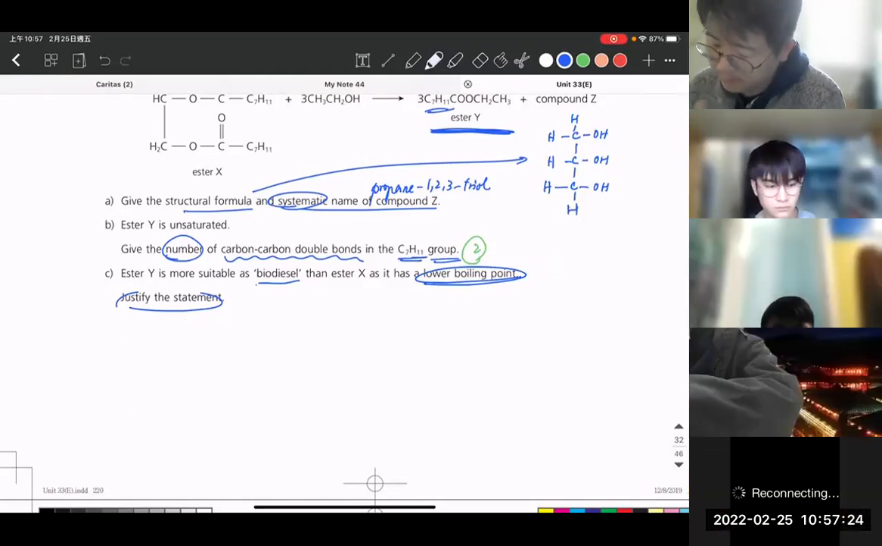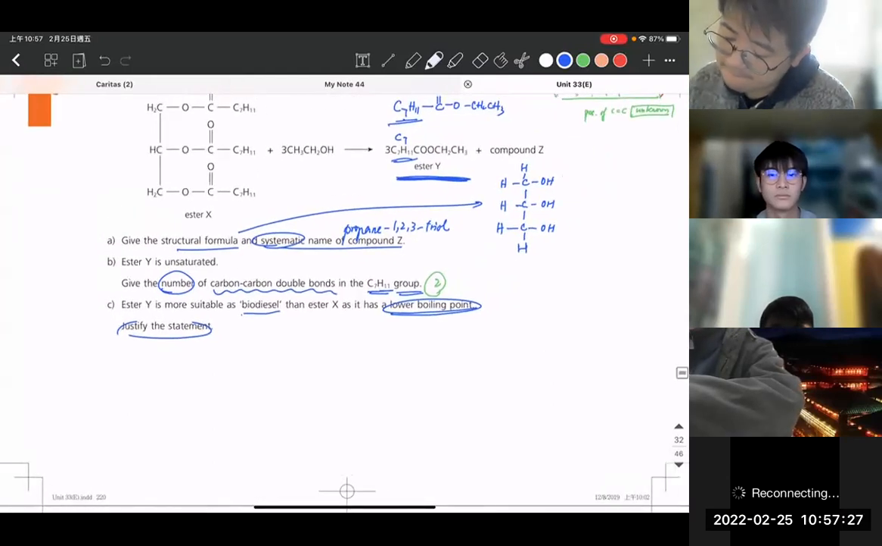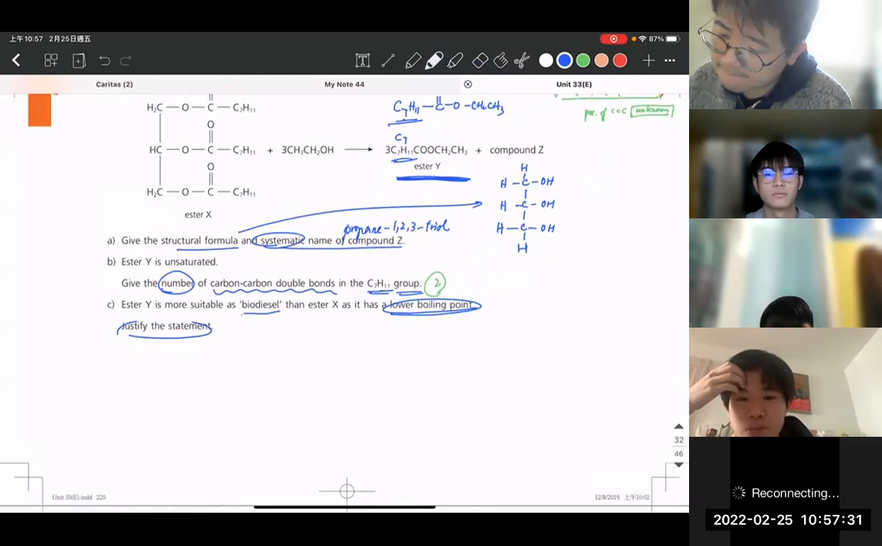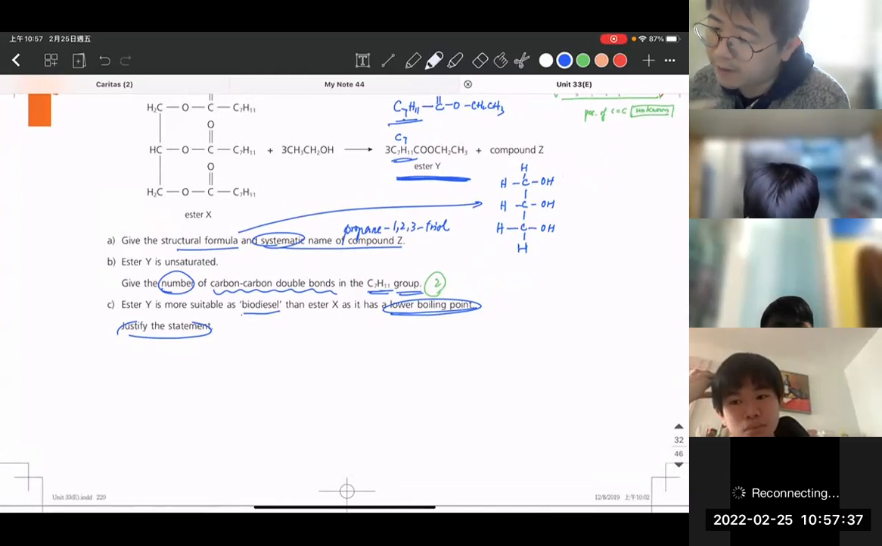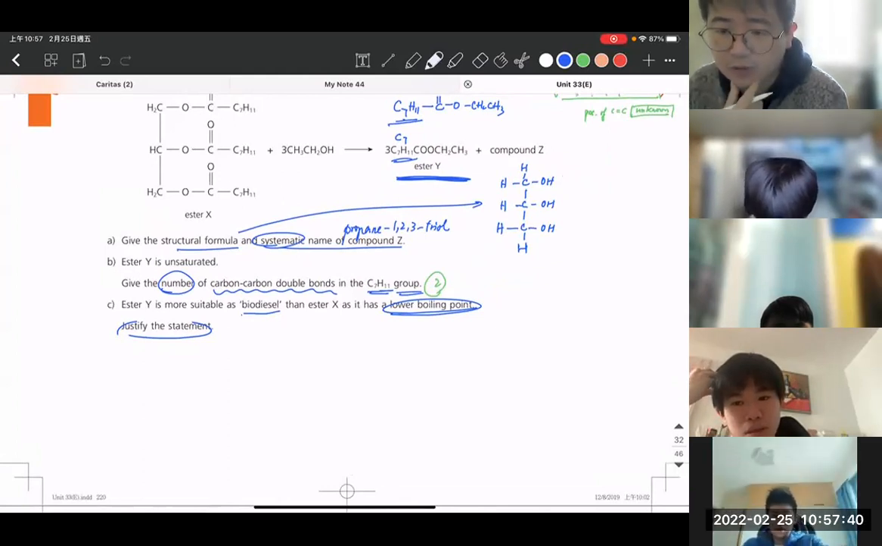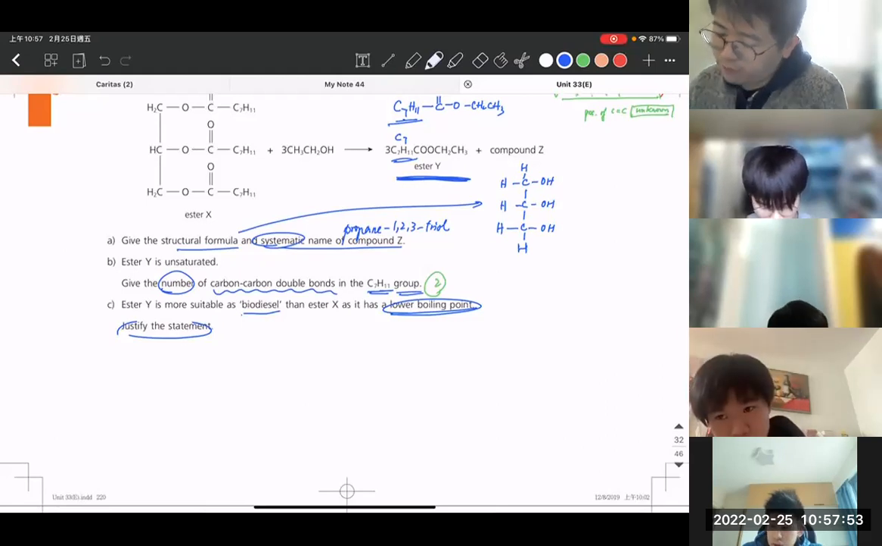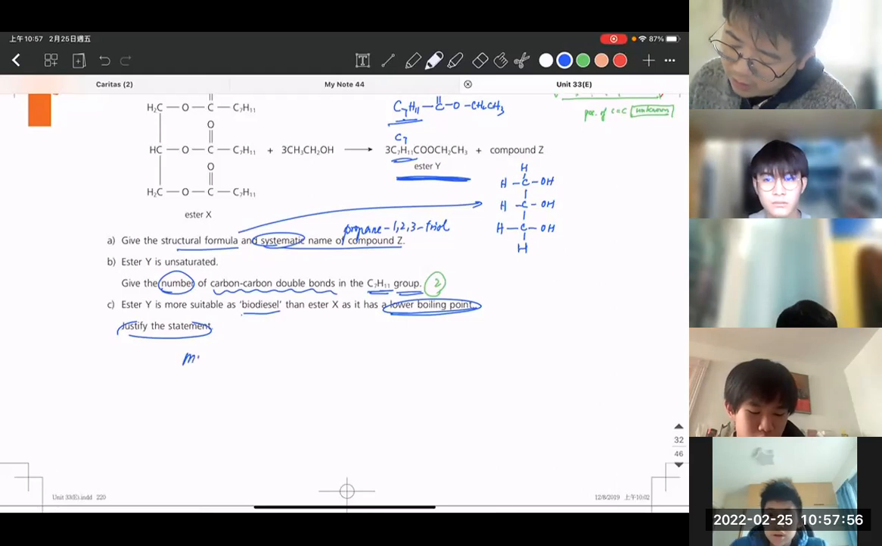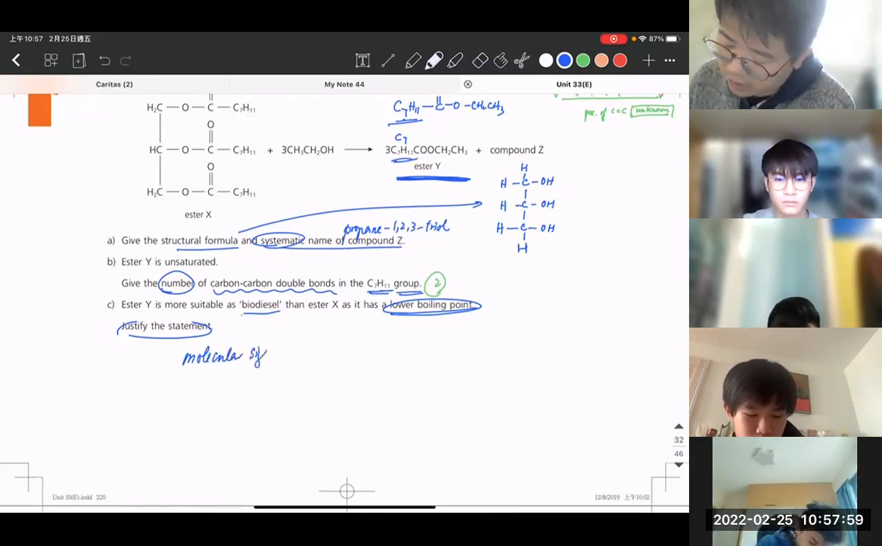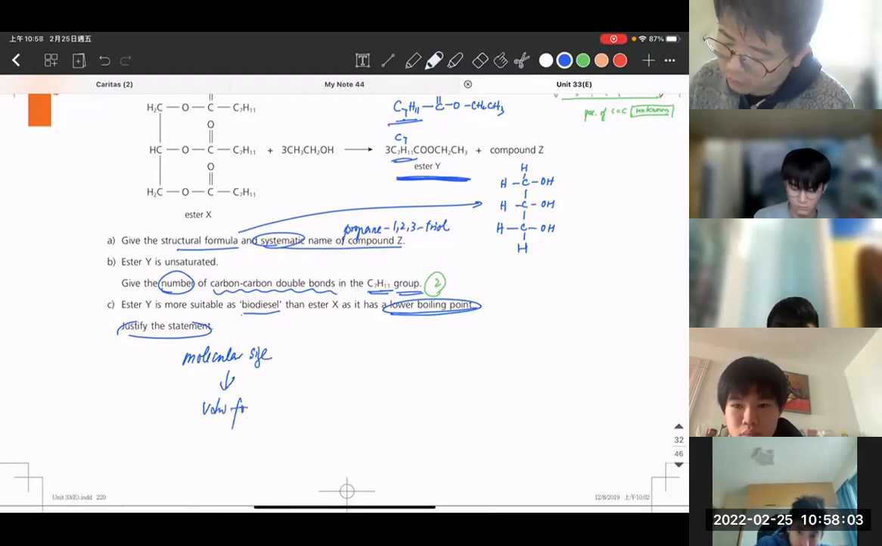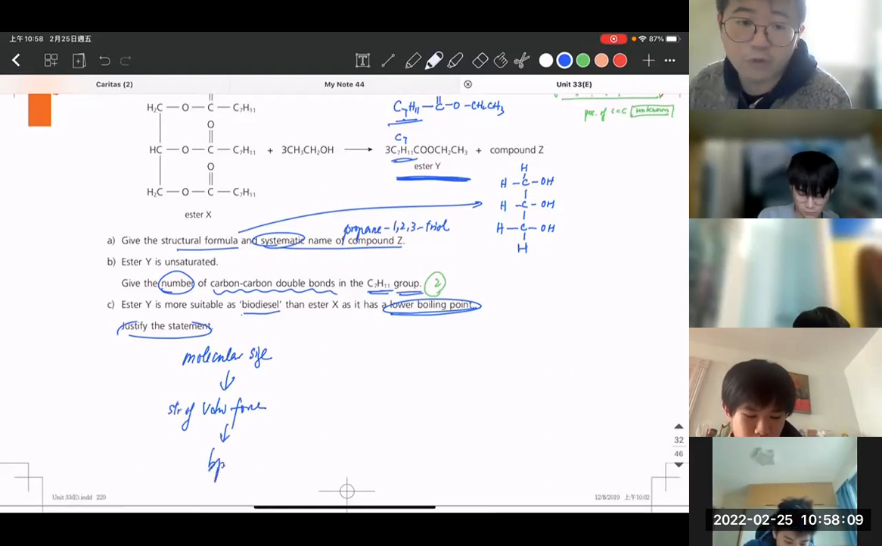Lâm Seng Hon: Because it has weak van der Waals force between its molecules. The van der Waals force between the molecules of Y and that between ester X is different. And also the size of ester Y is smaller. So it is indeed the same flow of reasoning. The molecular size affects the strength of van der Waals force, so it will affect the boiling point. So that is the whole flow of logic.